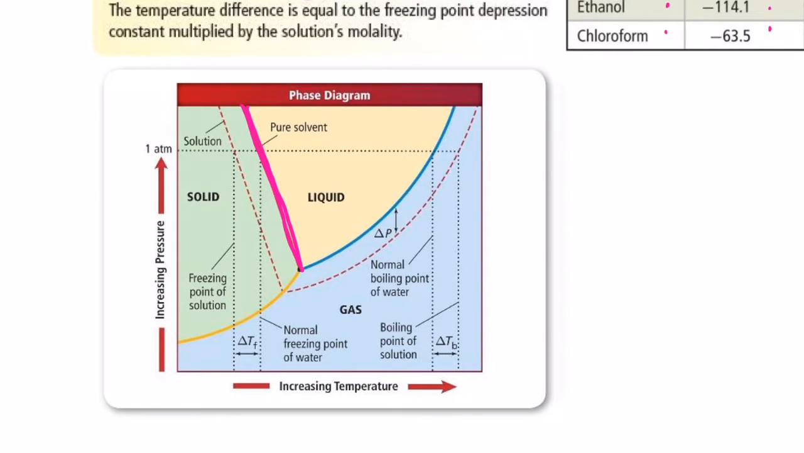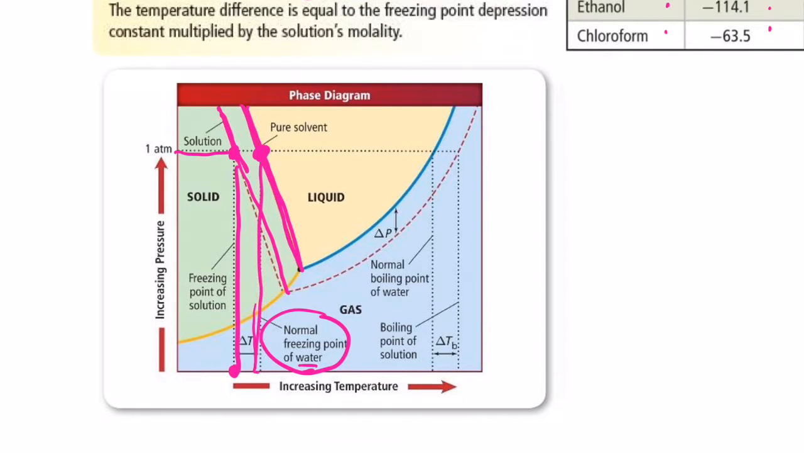So, at 1 atmosphere, let's see, here's normal freezing. Oh, look, it says water right here. Normal freezing point of water is, let's see, 1 atmosphere. Looks like it's going to be right about there, right? Now, what happens when I add solute to my solvent? Well, we just established that the freezing point is lower than it would normally be. So, it looks like at 1 atmosphere for my solution, the freezing point is now at a lower temperature. It stays in the liquid phase at lower temperatures, doesn't it?